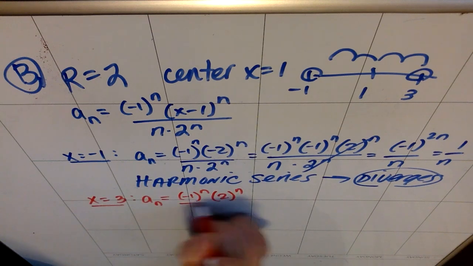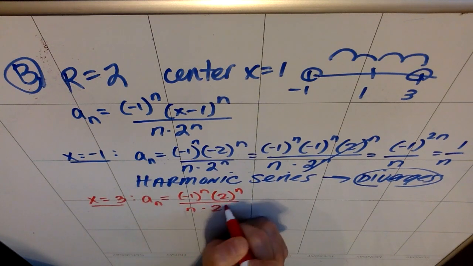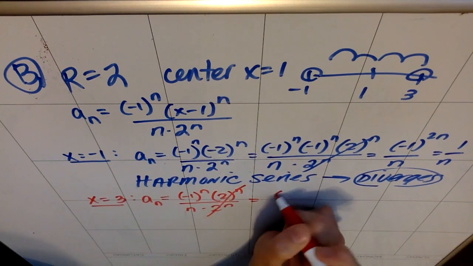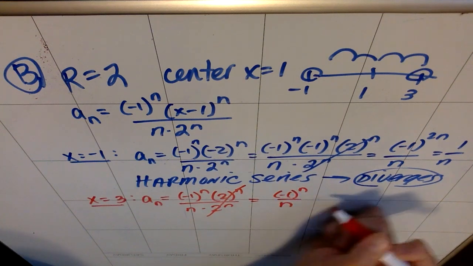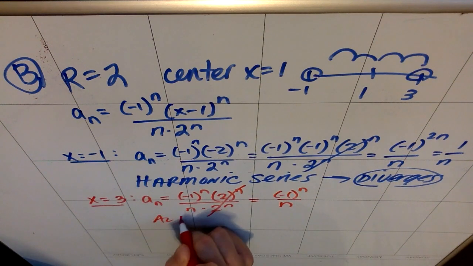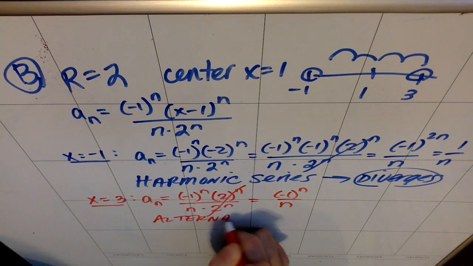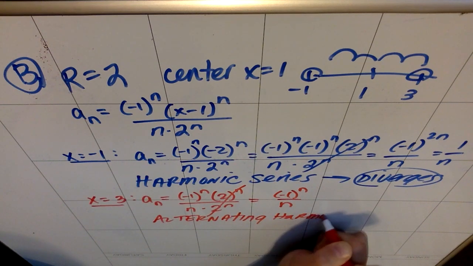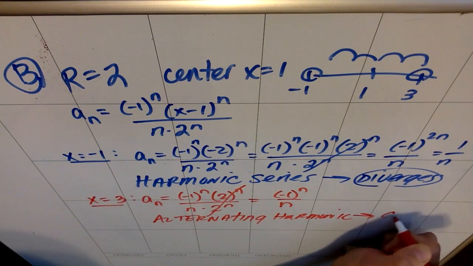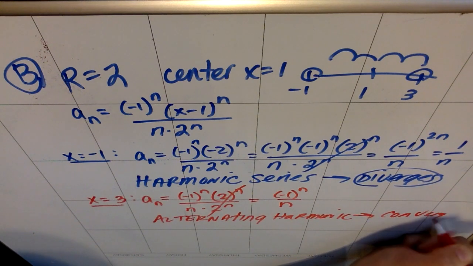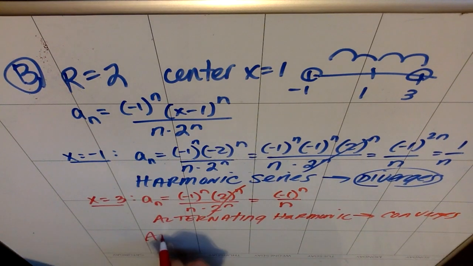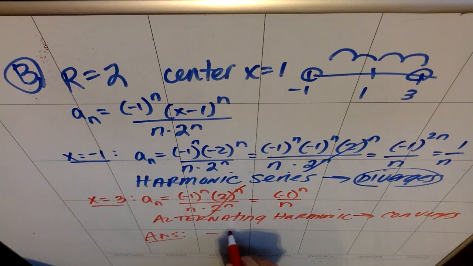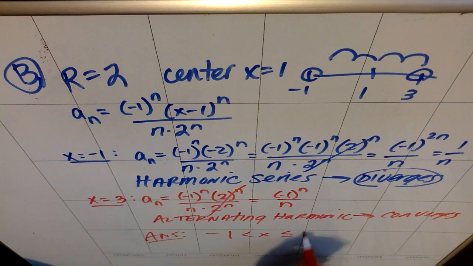So if I plug in x is 3, my a sub nth term is -1 to the n, 2 to the n, over an n times a 2 to the n. Those 2 to the n's cancel, and I get -1 to the n over n. Oh, look, it's the alternating harmonic series, which converges. So my interval of convergence, my answer, is going to be that I can't include the -1, but I can include the 3.